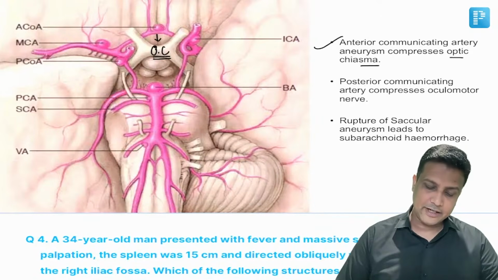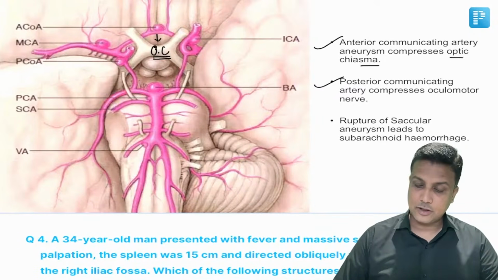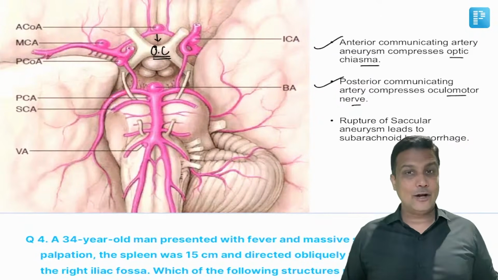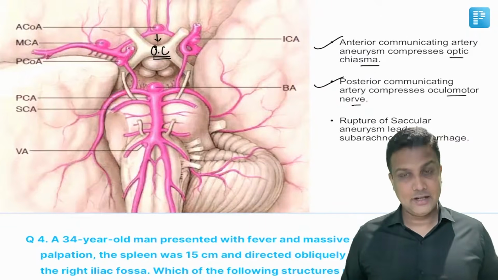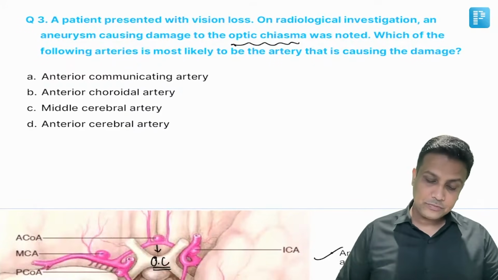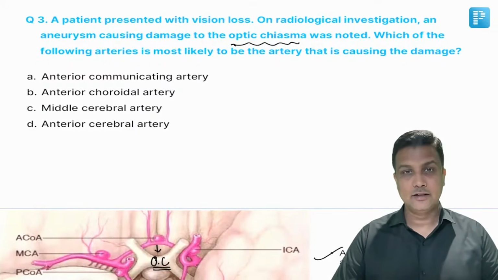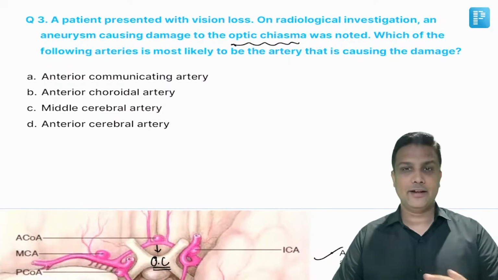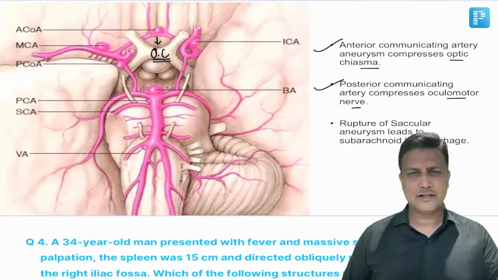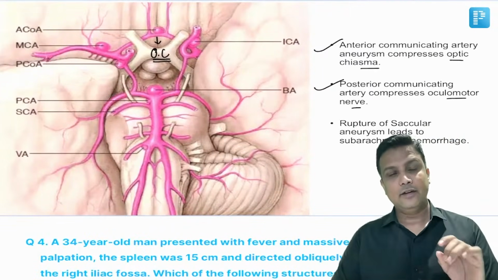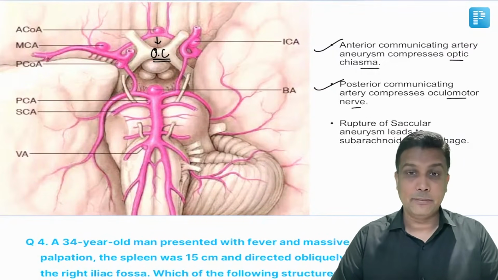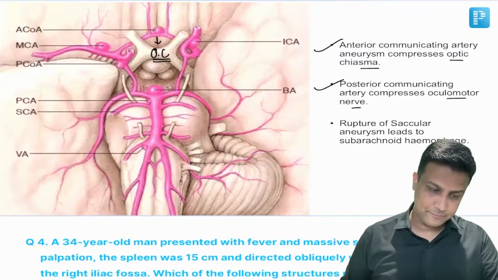Whereas if the posterior communicating artery, PCOM, has an aneurysm, it is going to compress the oculomotor nerve, cranial nerve number 3. So my dear friends, remember, if the condition says there is vision loss and an aneurysm is causing damage to the optic chiasma, that means the artery has to be the anterior communicating artery. We have already discussed this in our main videos also. I repeat again, an ACOM aneurysm compresses the optic chiasma, and a PCOM aneurysm compresses the oculomotor nerve.